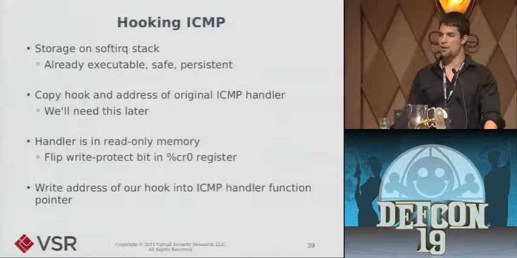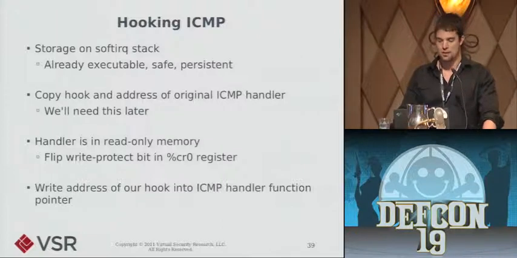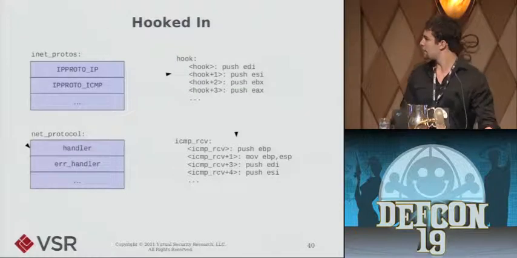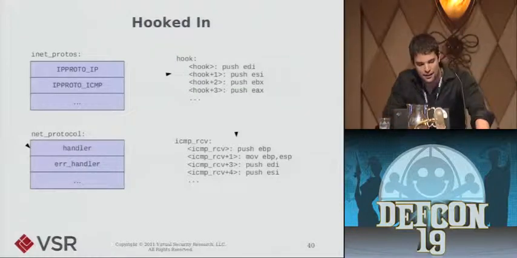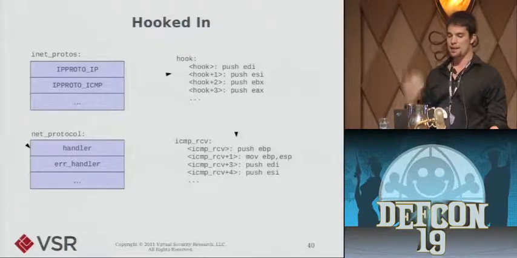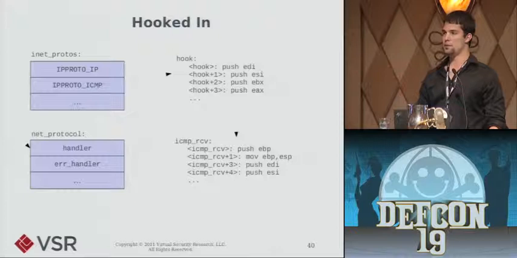Control register 0 has a bit called the write protect bit, and if you flip this bit, then you can essentially write into read-only memory with no problem, which comes in handy. So what we do is we flip this bit. Now we can write into read-only memory. We write the address of this hook that we just copied in into the ICMP handler function pointer, and then it looks something like this. Wow, those are really narrow arrows, I guess. So whenever our kernel receives ICMP data, it will call that handler function pointer, and execution will go to this hook that we installed. It will run whatever code we choose to run there, and then presumably when we're done, we're going to call the original ICMP function so that ping still works and stuff like that.